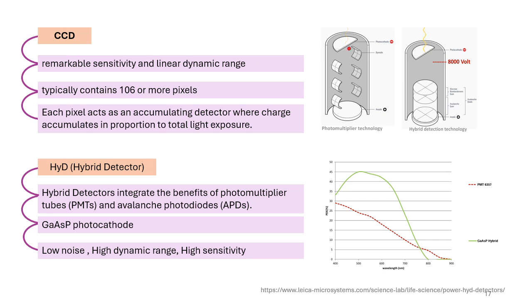So there is another kind of detector which is nowadays very much used, that is the CCD detector, or the charge coupled detector. So CCDs are imaging detectors with remarkable sensitivity and linear dynamic range. CCDs typically contain a very large number of pixels, around 10 to the power 6, and each pixel acts as an accumulating detector where the charge accumulates in proportion to the light exposure. Now the charge at each pixel point can be read out, and it generates two-dimensional images.